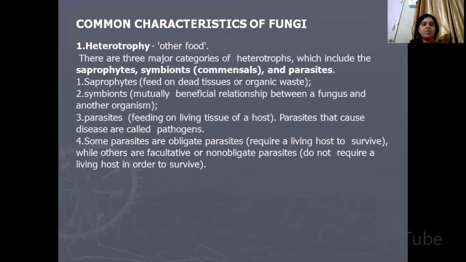Now, what are the characteristics of fungi? First of all, heterotrophy, that is, they cannot prepare their own food. These heterotrophs, as we have discussed in the bacterial classification chapter, are further divided into saprophytes, symbionts, and parasites. Saprophytes are fungi which feed on dead tissue or organic waste. Symbionts means both organisms are benefited, the fungus as well as the other organism. Parasites feed on living host tissue, where the parasite is benefited and the host is at a loss, and those are usually pathogens.